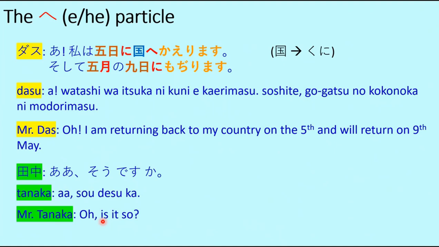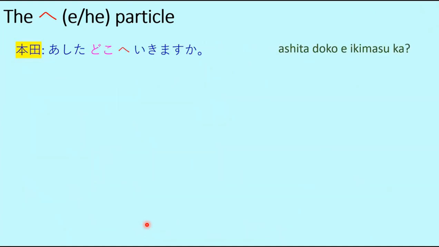Oh, I see. You are returning back on the 9th of May. Oh, I see. Ah, so desu ka. Is it so? Okay, now I get it. So this kind of meaning it gives. So this was a very simple conversation between two persons involving ikimasu, modorimasu, kaerimasu. Hope you have understood this. You can again go back and go through this conversation.